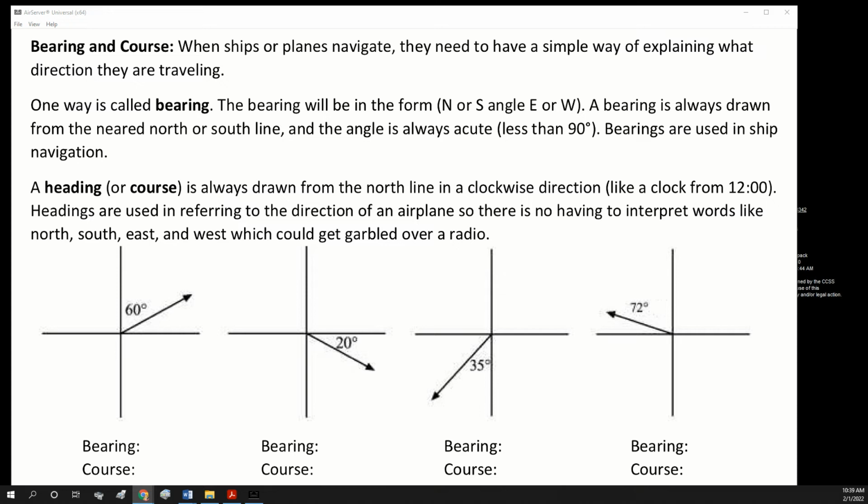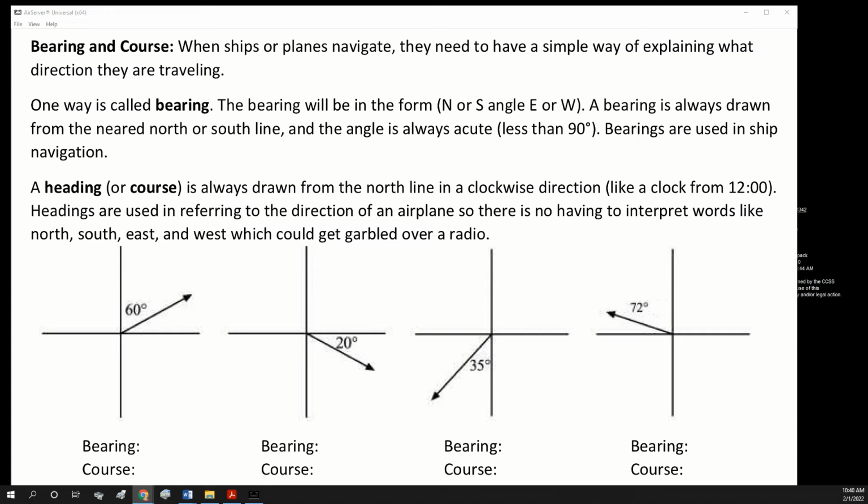One way is called a bearing, and a bearing will be in the form: you'll either have north or south, and then some kind of acute angle, and then east or west. A bearing is always drawn from the north or south, and then you rotate that angle toward the east or the west. Usually ships use bearings to navigate.